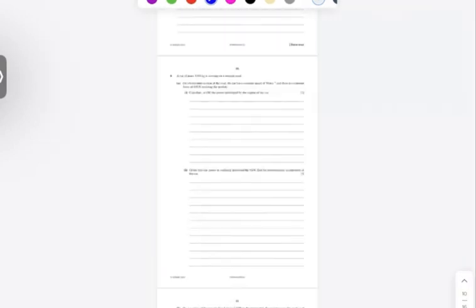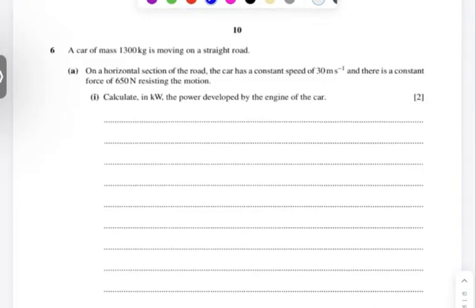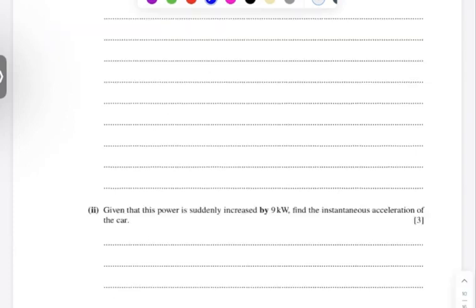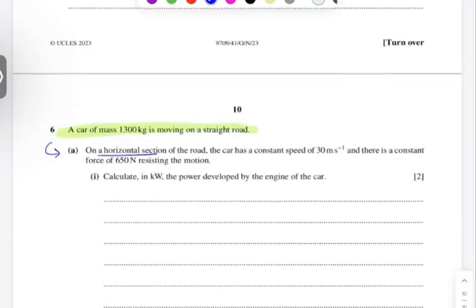Okay, let's look at question 6. So just to orientate ourselves, we've got 2 questions left here. Okay, so let's go. A car of mass that is moving on a straight road on a horizontal section of road. So just look at the way the question is asked. You've got your introductory paragraph, so the mass of the car is not going to change. Then it says on a horizontal road. So now I already know later on it's going to be inclined. Okay, so just the way that they set up the questions is good to note.